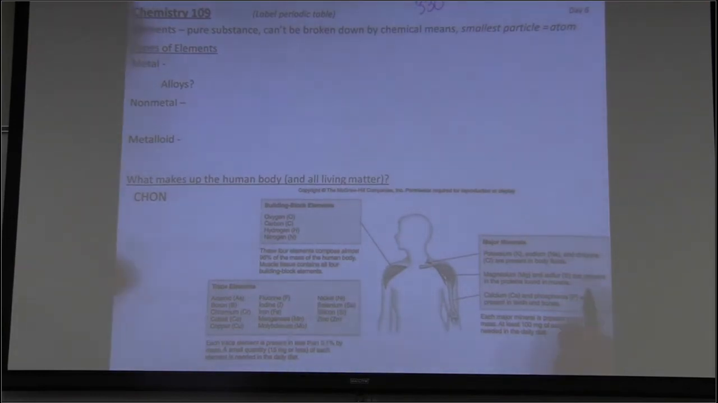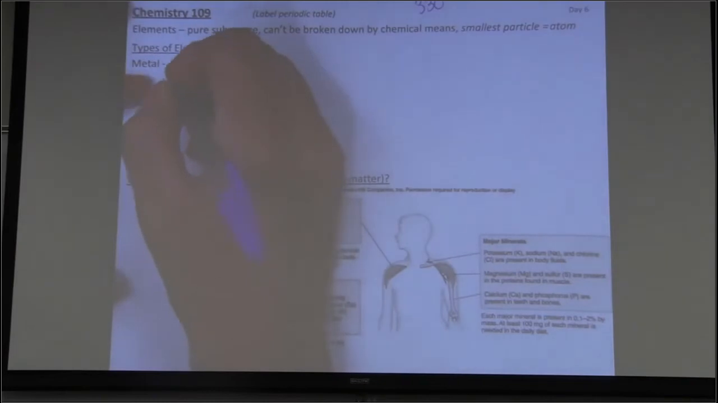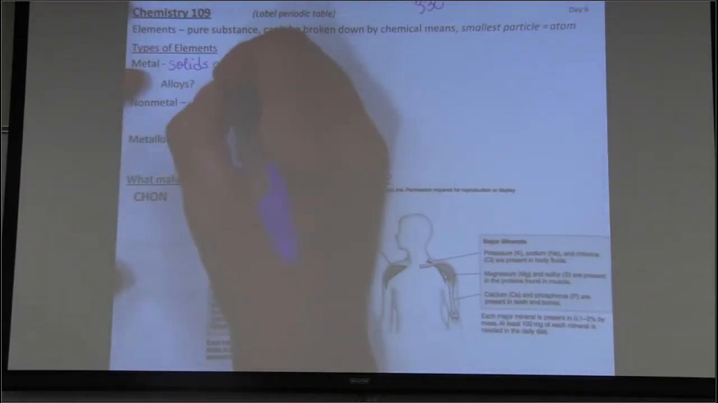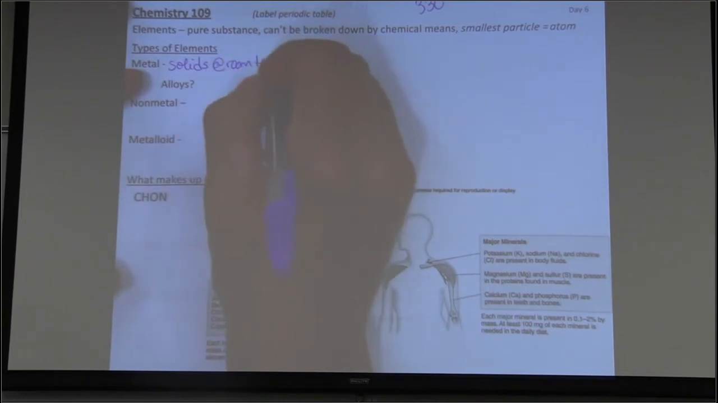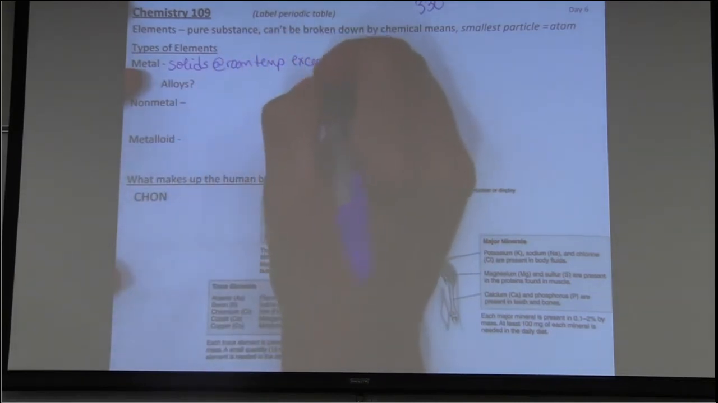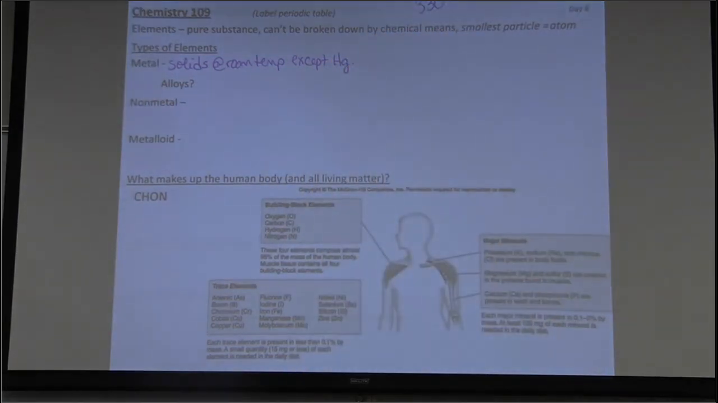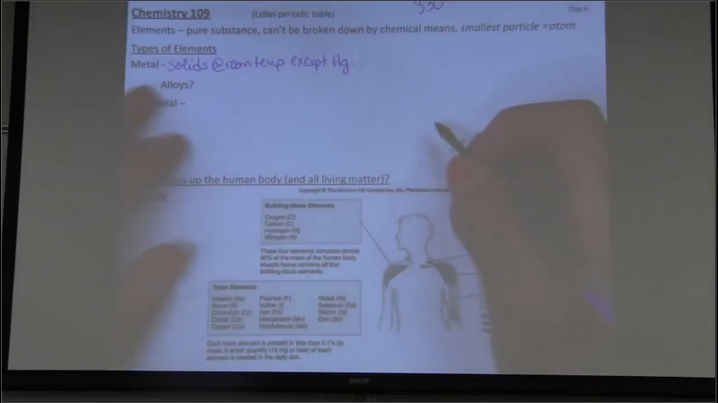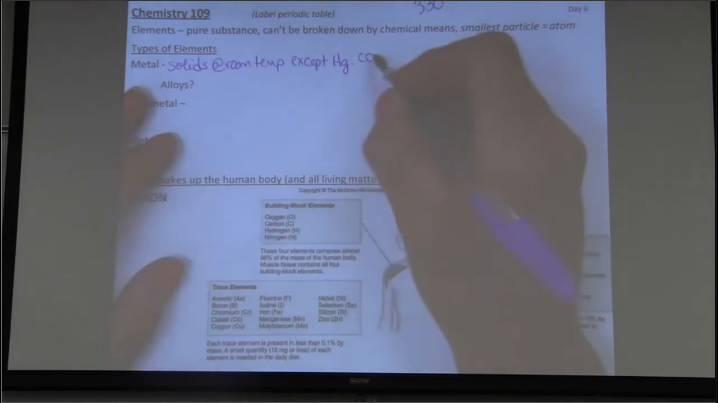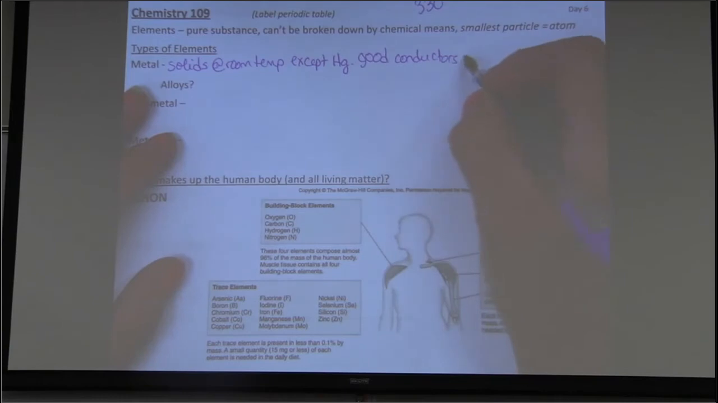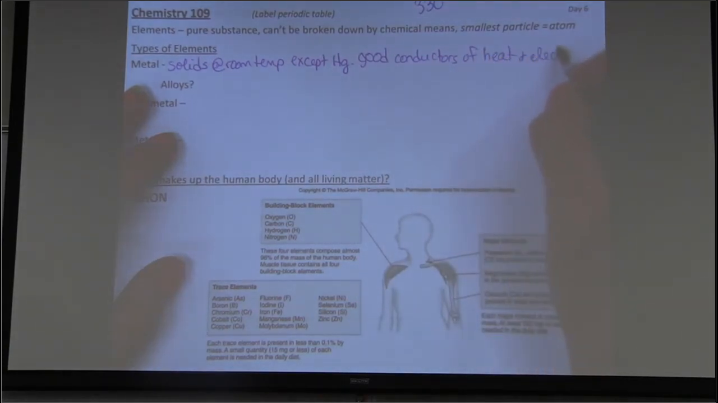Real quickly, tell me some characteristics of metals. I'll start you off. Solids, most are solids at room temp, except who? Mercury. Okay? So metals are solid at room temperature except mercury. Tell me some other characteristics of metals that you know. Good conductors of what? Heat and electricity. Good.